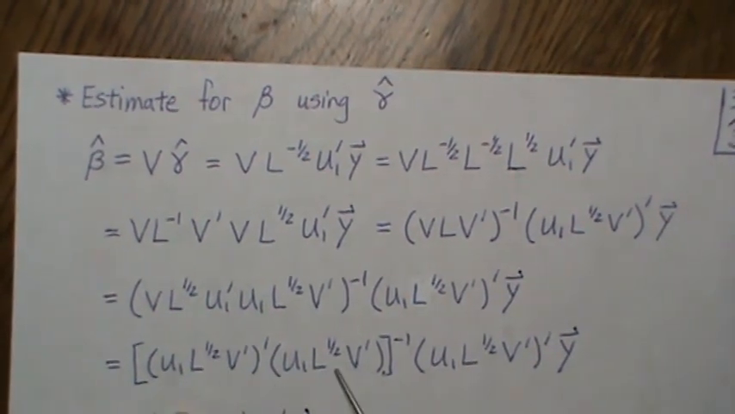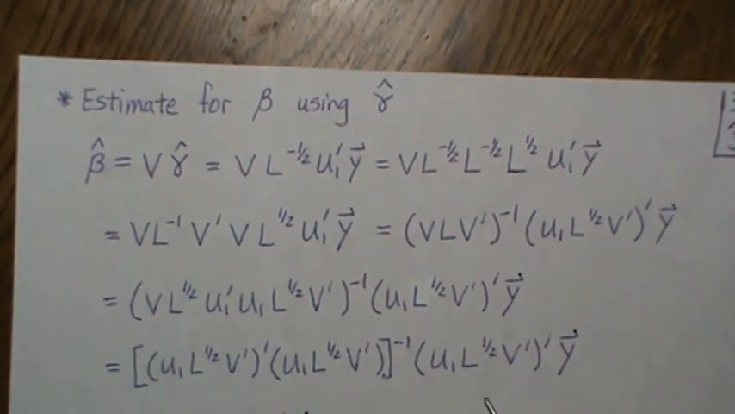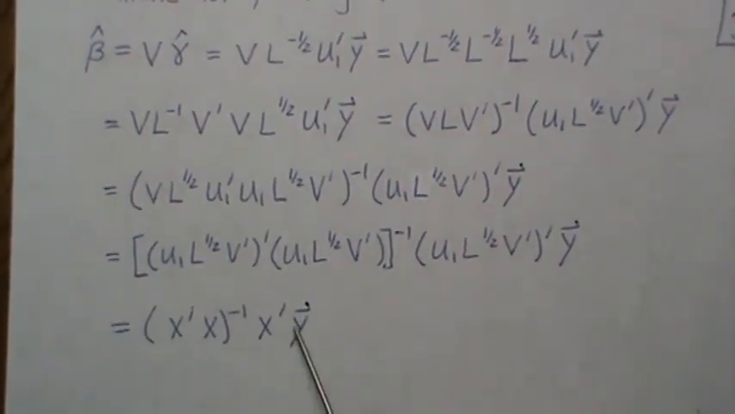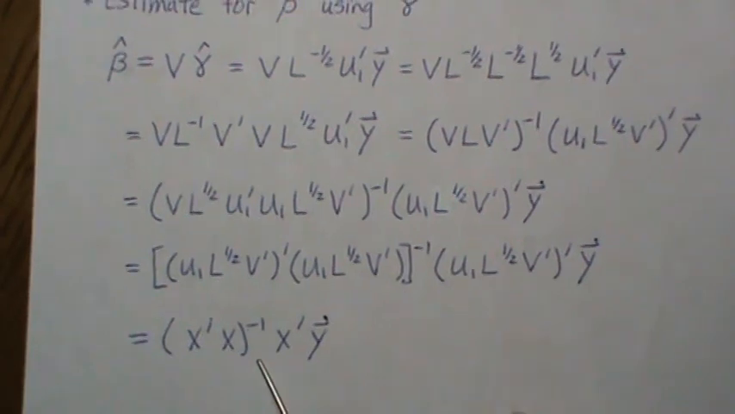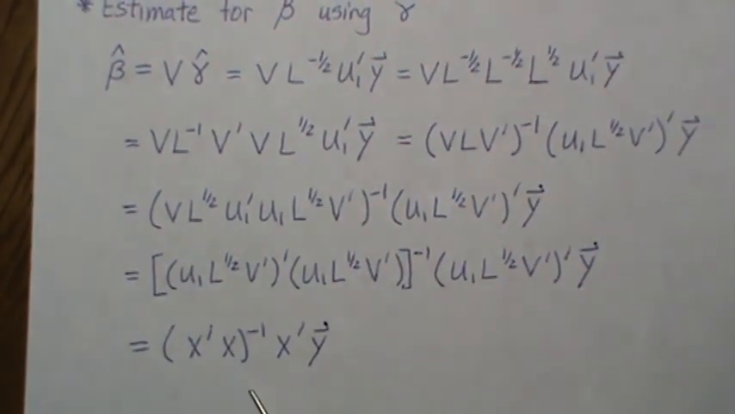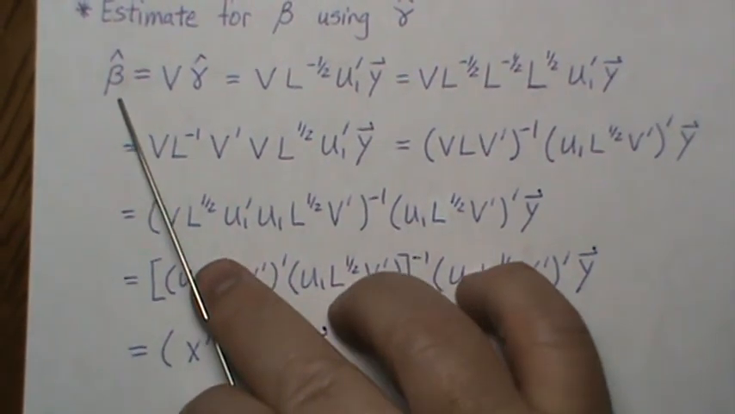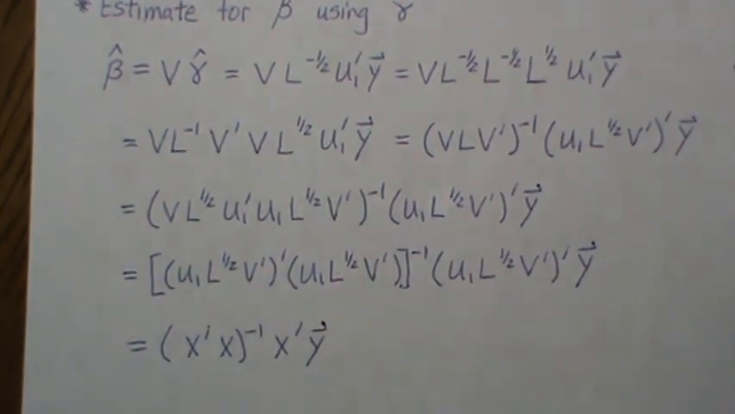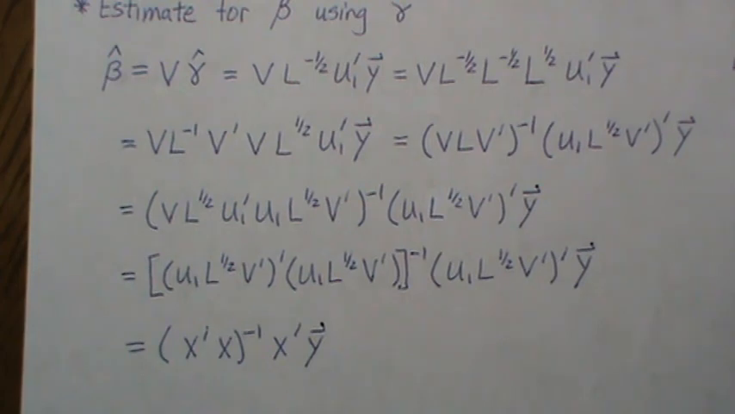But each of these is X based on the singular value decomposition. So we have X transpose X inverse X transpose Y. Well, that's the original least squares estimate for beta. So we do get our original estimates back by pre-multiplying the least squares estimate for gamma by V.